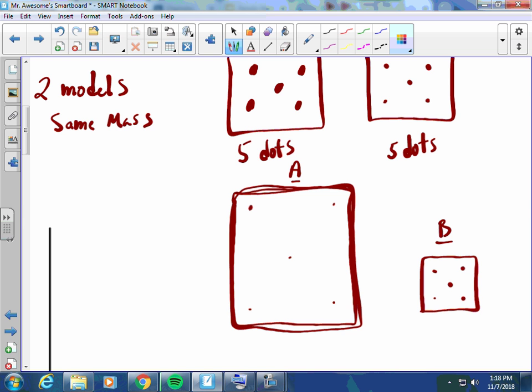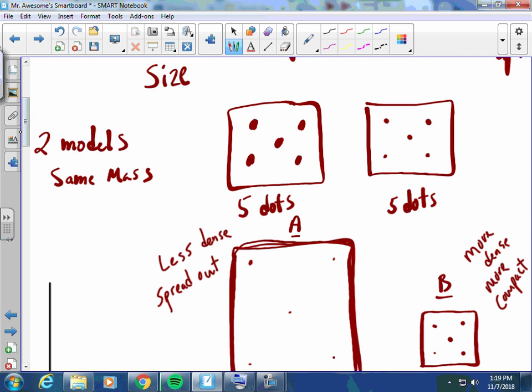So if something is more dense, more compact. If something is less dense, the particles are more spread out. Now, is what Nathan said necessarily wrong? No, it's not. But here's the deal.